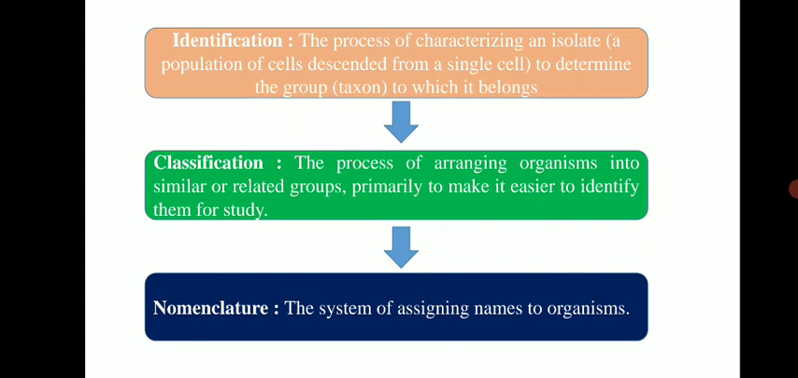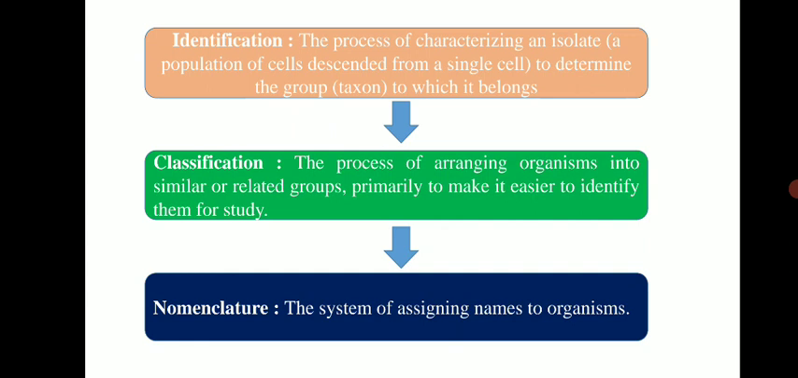In case of plants and animals, most of the identification is based on morphological features. But in case of prokaryotes, that is bacteria and fungi, morphology alone is not a sufficient feature to place them in the correct taxonomic rank. Morphology alone is not sufficient to identify that organism.